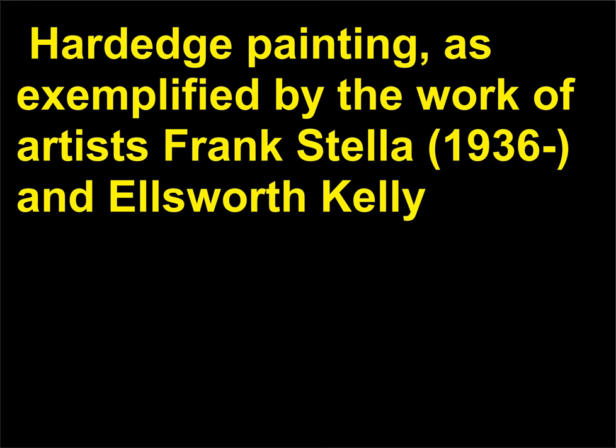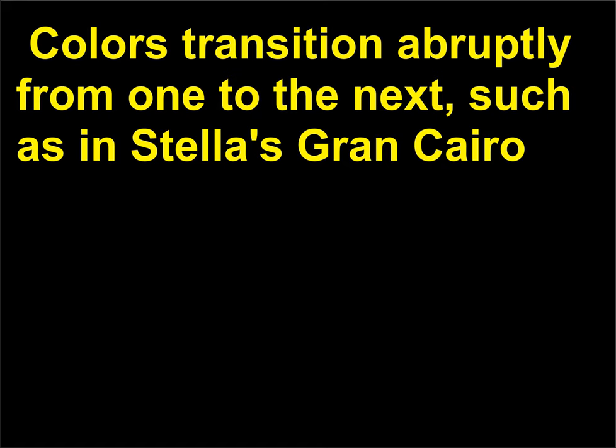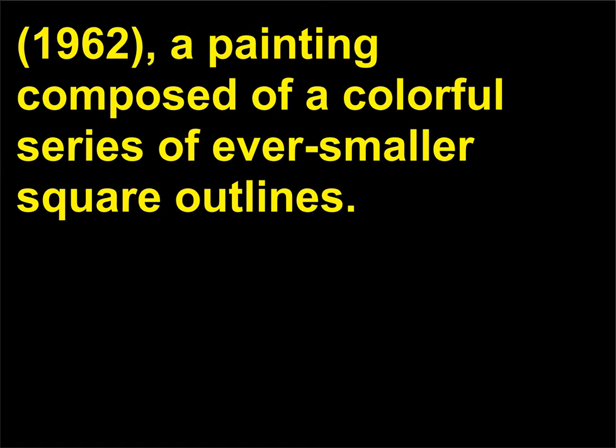Hard edge painting, as exemplified by the work of artists Frank Stella, 1936, and Ellsworth Kelly, 1923, is characterized by large geometric areas of color with absolutely no blending. Colors transition abruptly from one to the next, such as in Stella's Grand Cairo, 1962, a painting composed of a colorful series of ever smaller square outlines.